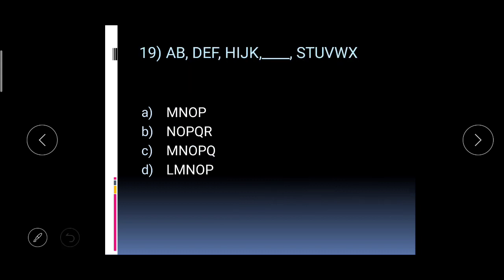Okay, let's move on. A, B, D, E, F, H, I, J, K and S, T, U, V, W, X. Yes, it's a question that I have seen in a campus placement paper last year, in some of the companies. I think in Infosys or some paper it was there. First of all, you need to understand that first there are 2 letters, then 3 letters, then 4 letters, then 5 letters, 6 letters. So this term has to have how many letters?